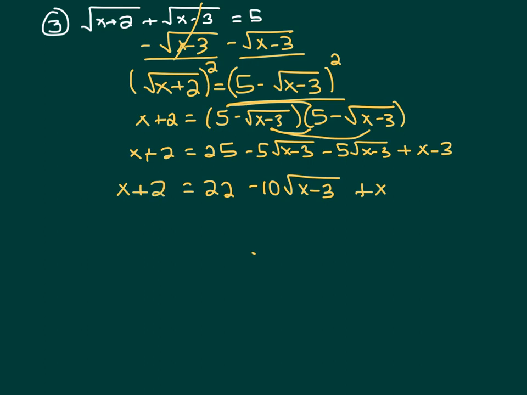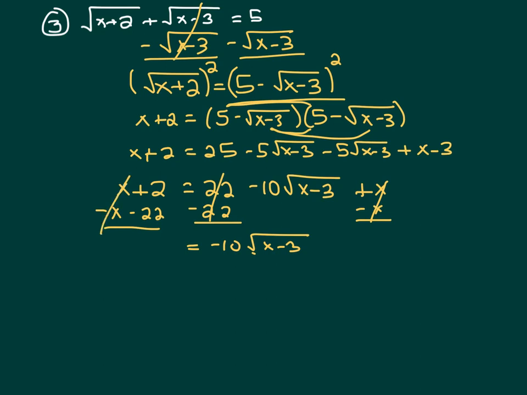All right, so we want to move everything over to the left-hand side of the equation other than the radical x minus 3. So in order to do that, I'm going to subtract this x and subtract this 22. So minus x minus 22. And what happens is, on the right, these are going to cancel, so we're left with negative 10 radical x minus 3. And then on the left-hand side, the x's actually cancel, and 2 minus 22 is negative 20.